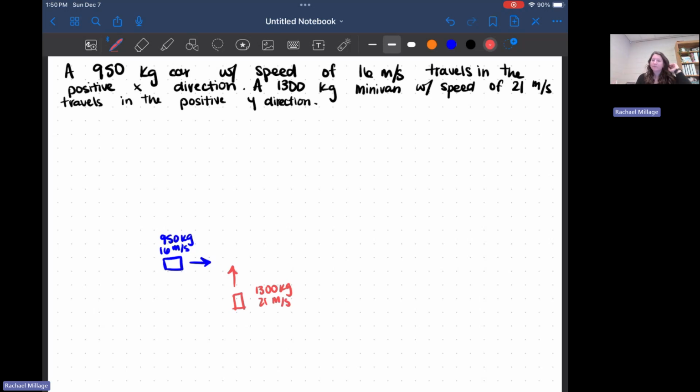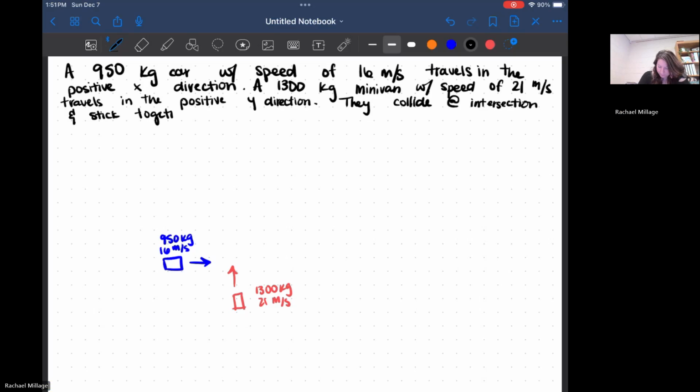What do you think happens at the intersection? They collide. So they collide at the intersection and stick together, which produces wreckage, which moves at an angle theta of 61 degrees relative to the positive y-axis. Or positive x-axis. So it says find the speed of the wrecked vehicles just after the collision.